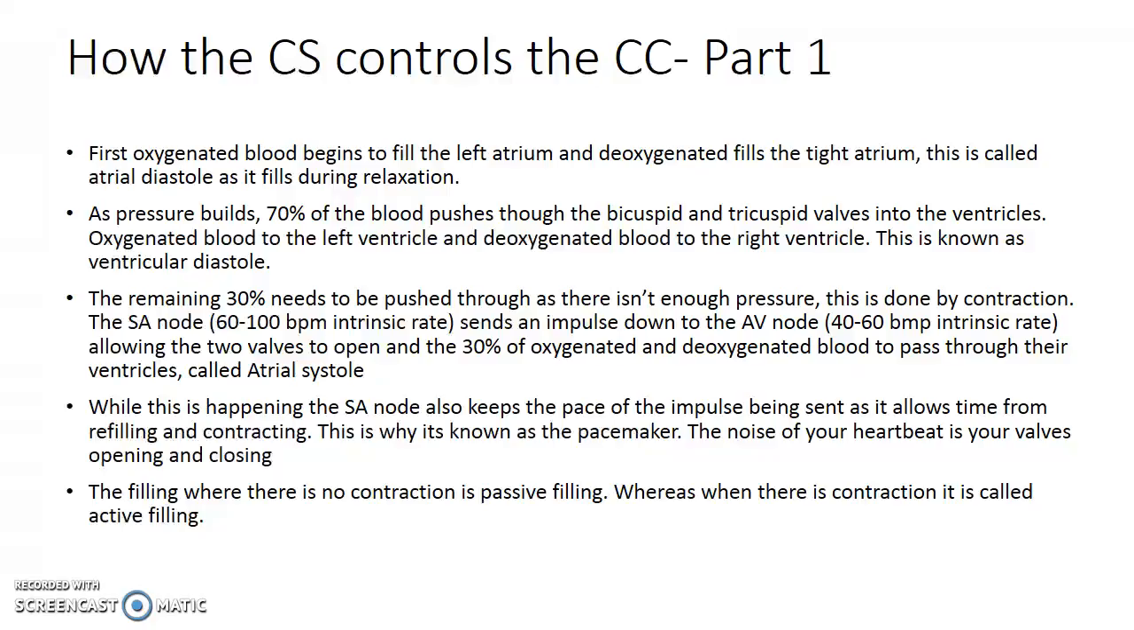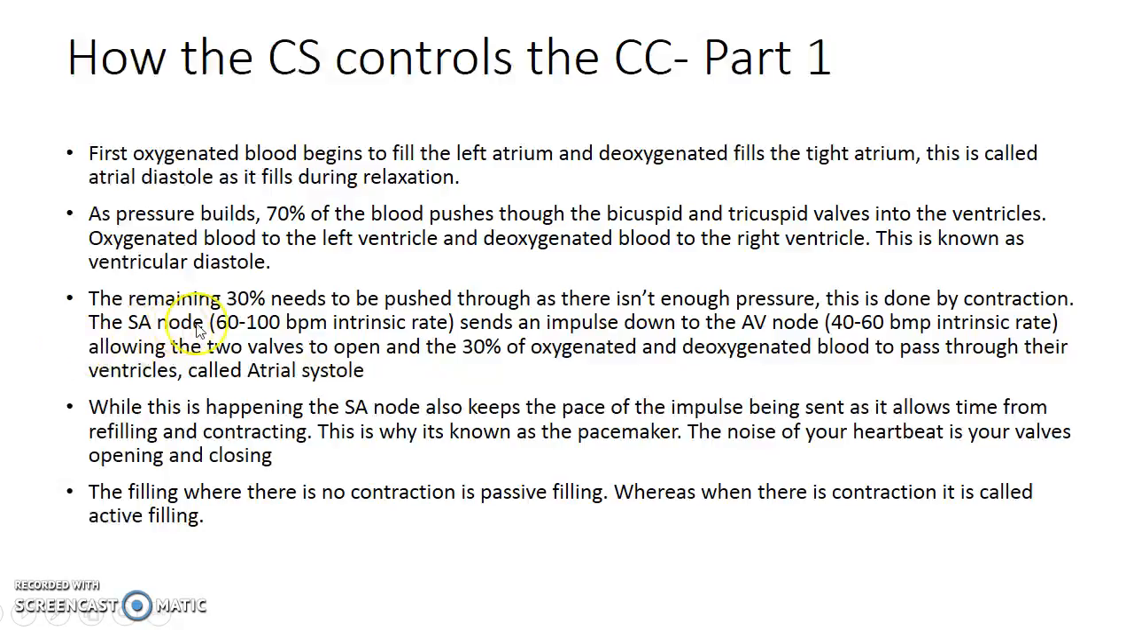So how the conduction system controls the cardiac cycle. First, oxygenated blood begins to fill the left atrium, deoxygenated in the right. This is called atrial diastole, and it fills during relaxation. The pressure builds, so 70% of the blood pushes through the bicuspid valve and the tricuspid valve into the ventricles, the oxygenated blood to the left ventricle, deoxygenated to the right, and this is known as ventricular diastole.